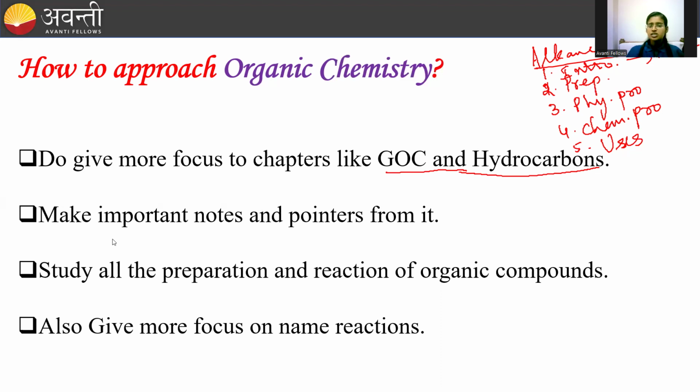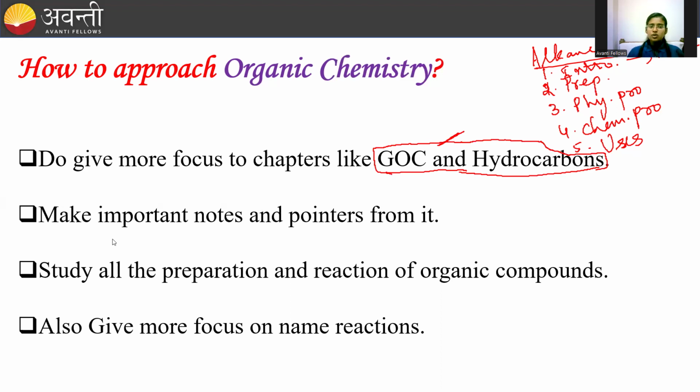Without understanding GOC and hydrocarbons, the lessons in our 12th standard, starting from haloalkanes and ending with biomolecules, will be very difficult. Okay, so if you have not revised these two lessons of your class 11, do revise when you get time. Try to revise, and in the class also I'll try to revise.